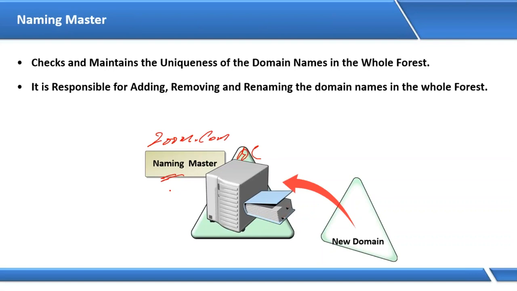Yes, sir. All the names, maybe a client, a member server, or users you are creating. Like I already created one user by the name of U1 in zoom.com. Under the zoom.com domain, can I create one more user by the name of U1? No. The naming master will say this name already exists. Like I have already created an OU by the name of sales under zoom.com. Can I create one more OU by the name of sales? No, it will say this name already exists.